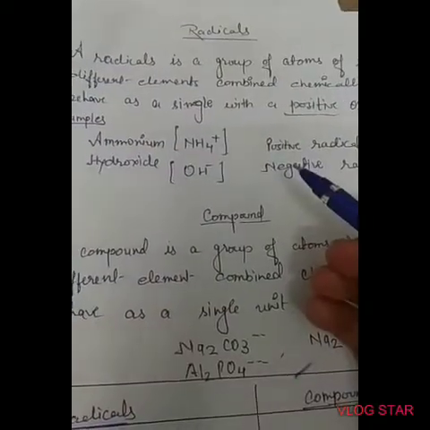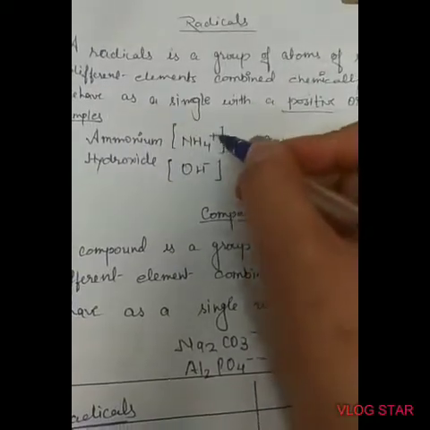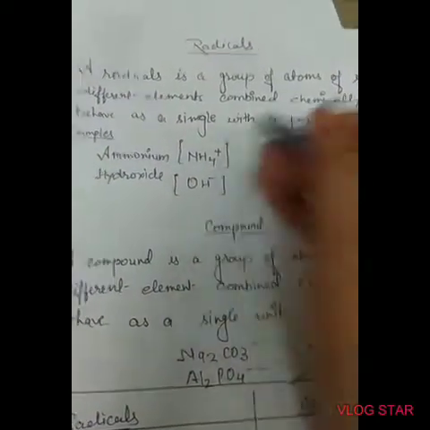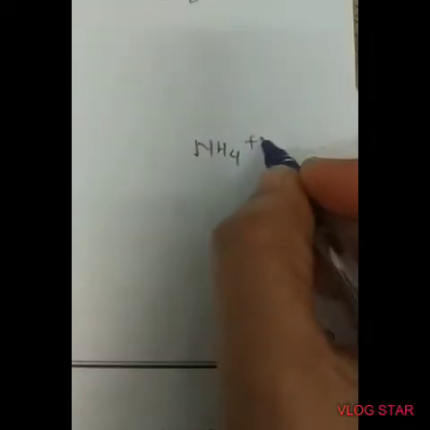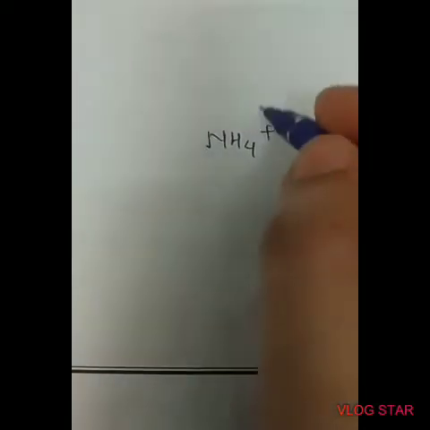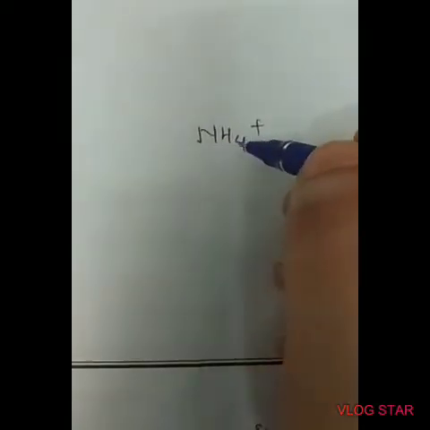Okay. Now the question is how do we get the positive charge or negative charge? Let's take an example of ammonium ion. This plus is for the overall radical, meaning for nitrogen as well as for hydrogen.